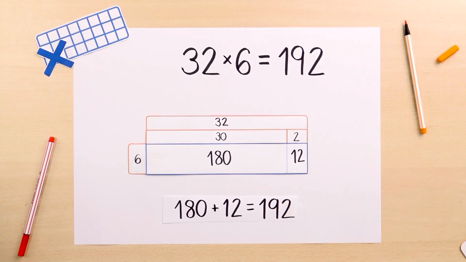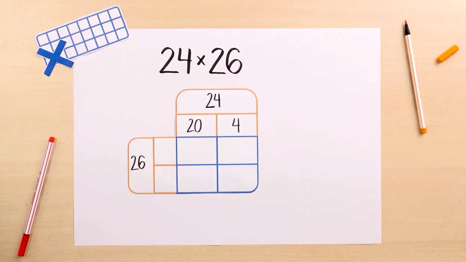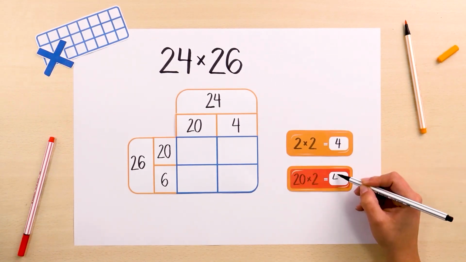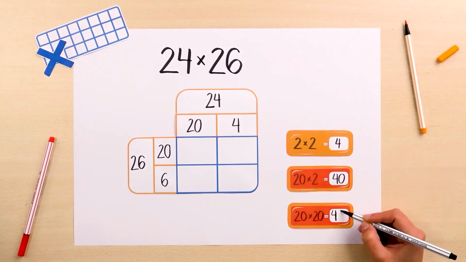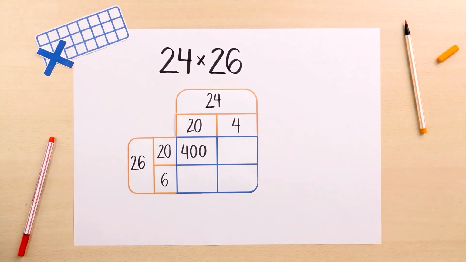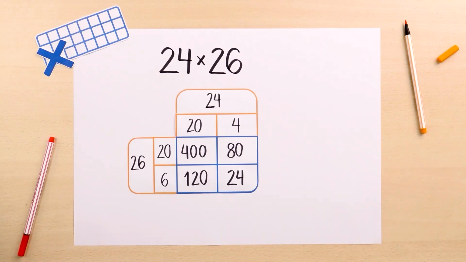And if we would like to multiply 24 by 26, we can break down 24 and 26 and do the corresponding multiplications. Given that 2 times 2 equals 4, then 20 times 2 equals 40, and 20 times 20 equals 400. Then 20 times 4 equals 80, 6 times 20 equals 120, and 6 times 4 equals 24.